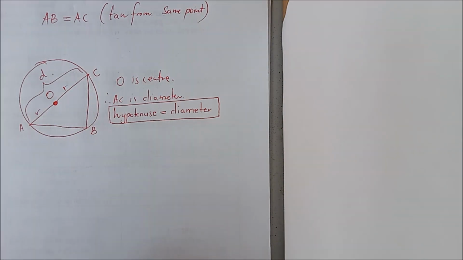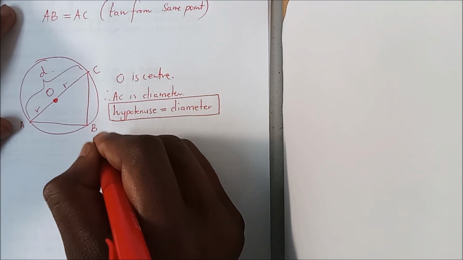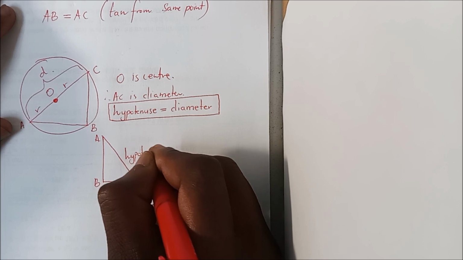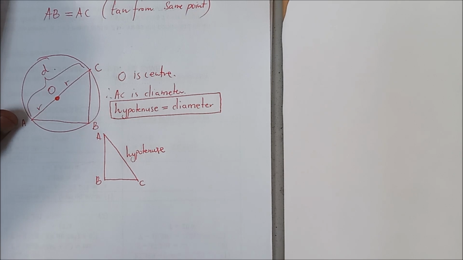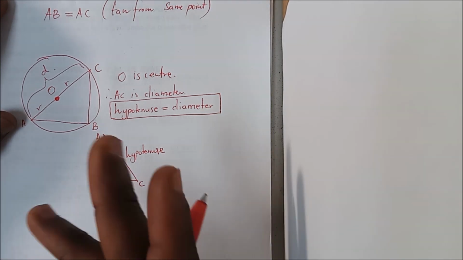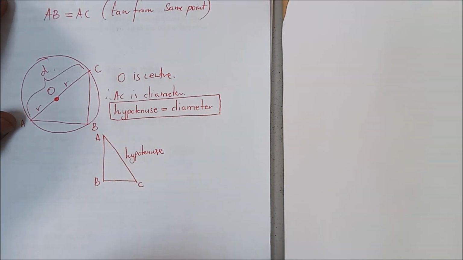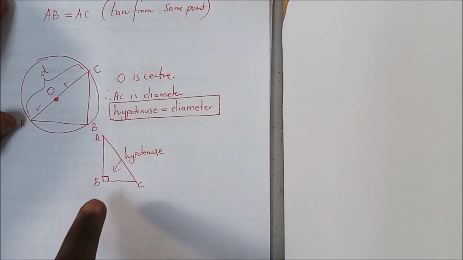Let me show you. If this is a right angle triangle, and this is the hypotenuse, which angle will be 90 degrees? You can pause the video, take a wild guess, and then play the video again. The angle that will be 90 degrees is the one opposite to the hypotenuse. Which angle is opposite to the hypotenuse? It's angle B. So that means angle B will be 90 degrees.